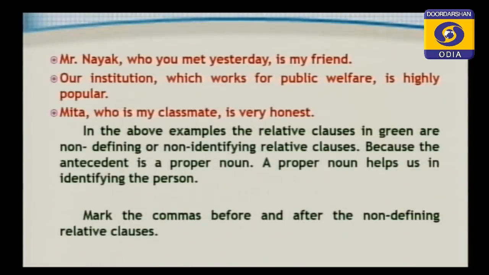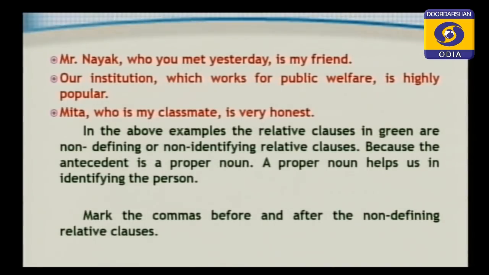In the first sentence, the main clause is Mr. Naik is my friend. No need of identifying Mr. Naik. Relative clause, who you met yesterday. It only adds information to Mr. Naik. And in such cases where you use the relative clause in the mid position of the sentence, that means between two parts of the main clause, you have to put two commas. Mr. Naik, one comma, then relative clause, who you met yesterday, another comma, then the remaining portion of the main clause. Mr. Naik, who you met yesterday, is my friend.